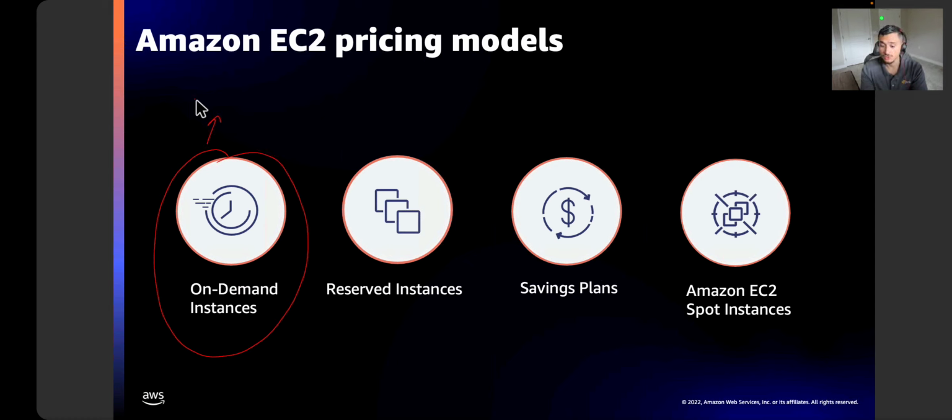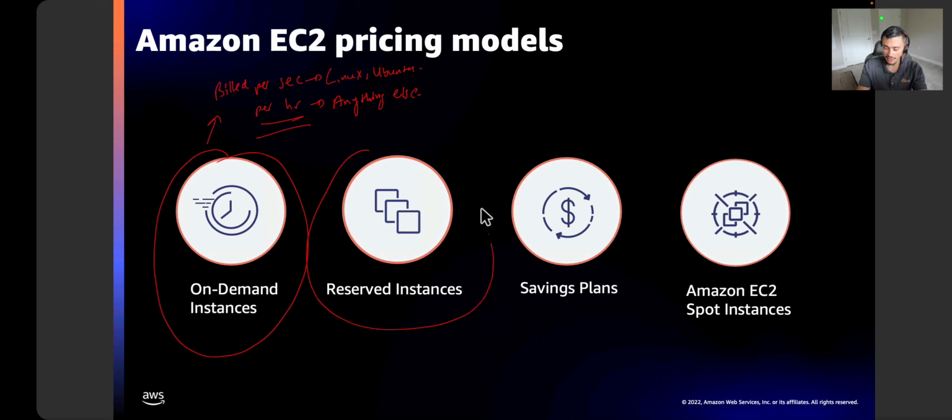Billed per second that instance runs for, and that would be for Linux or Ubuntu-based workloads, OSs, but you will be billed per hour for anything other than Linux or Ubuntu-based instances. But the main point here is that you're billed on the time that your instance runs for, right? That's what you need to know.